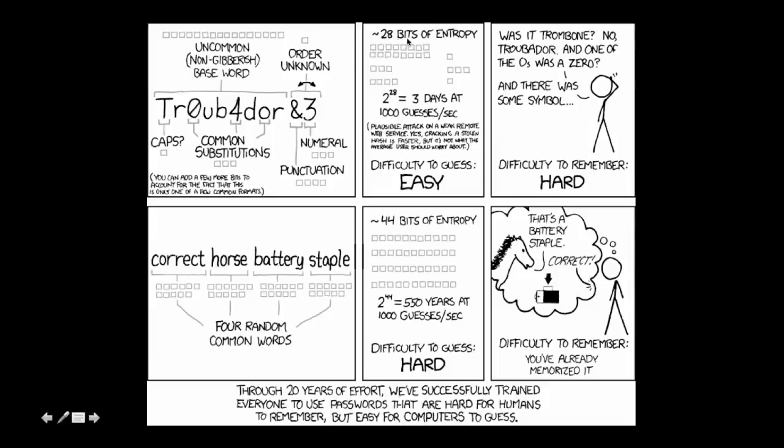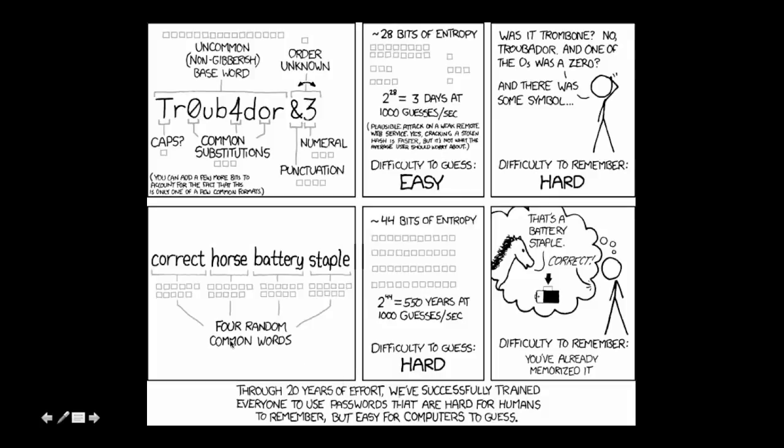And this is about 28 bits of entropy. We can say it takes 2 to the 28th attempts to guess that kind of password. That's 3 days if we allow 1,000 guesses per second. Now, that's a pretty weak system that would allow 1,000 guesses per second, but 3 days is a pretty easy amount of time to guess this crazy password. And it's very hard for people to remember that password.